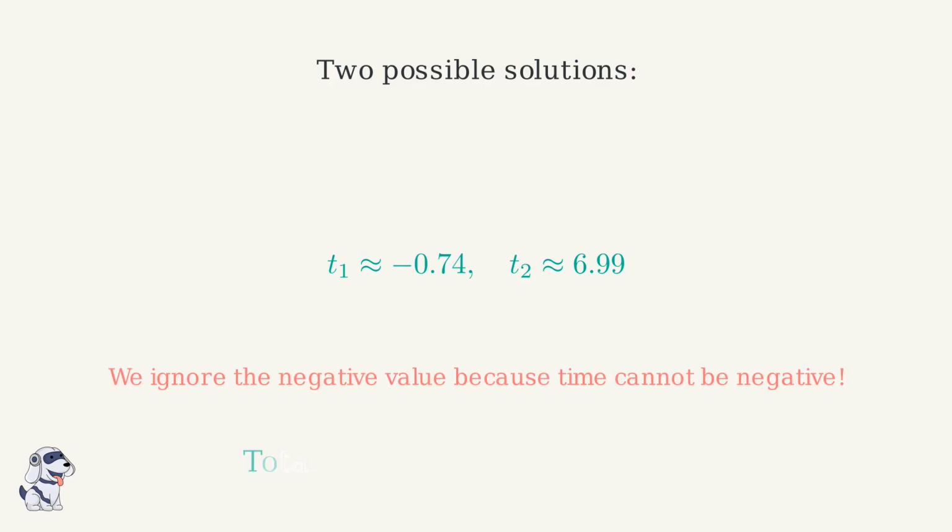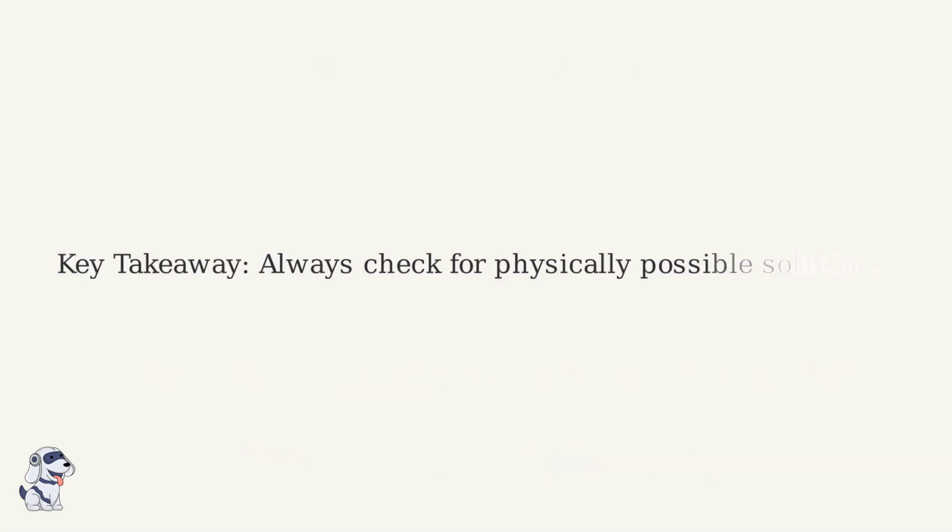We get roughly negative 0.74 and positive 6.99. Since time cannot be negative in this context, we discard the negative root. The object hits the ground after approximately 6.99 seconds. Always remember to check which solutions make sense for your physical problem.